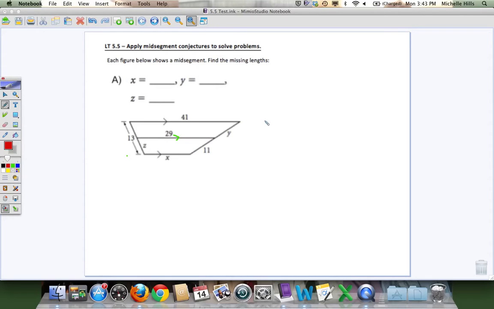So to find the length of this mid-segment, I would take my x plus my 41 and divide it by 2 to get 29. Well, to solve this, I could turn this into a proportion and cross multiply. So x plus 41 times 1 is x plus 41. 2 times 29 is 58. When I subtract 41 from both sides, I end up with x is 17.